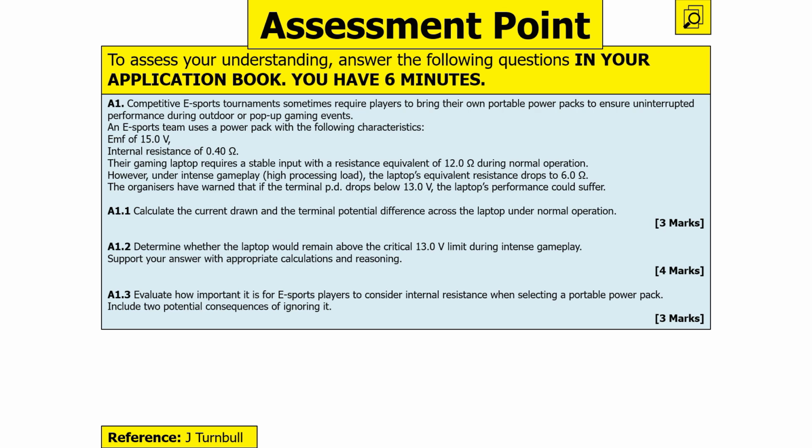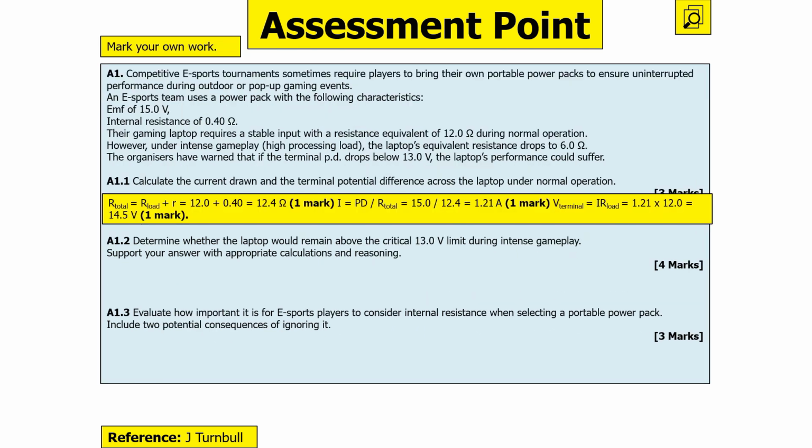Okay, in this first one, we've got to work out the total resistance. So it's 12, the load resistance, plus 0.40, the internal resistance. So it's 12.4 ohms. Current is PD over the total resistance, so it's 1.21 amps. The terminal PD or terminal voltage is equal to the current times by the load resistance, so it's 14.5 volts.